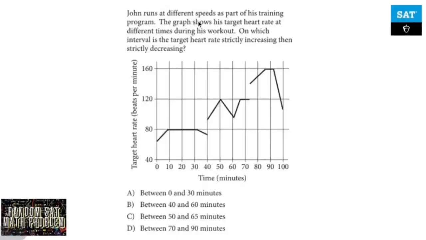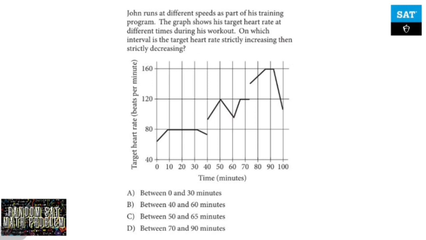John runs at different speeds as part of his training. The graph shows his target heart rate at different times during his workout. On which interval is the target heart rate strictly increasing, then strictly decreasing?